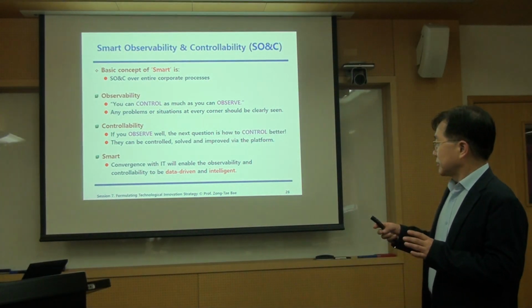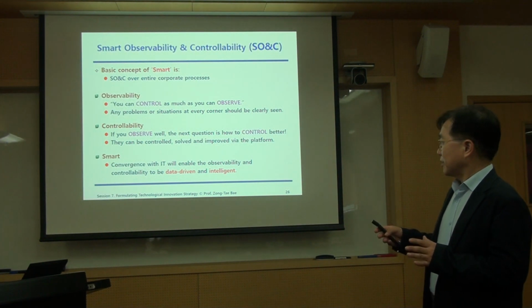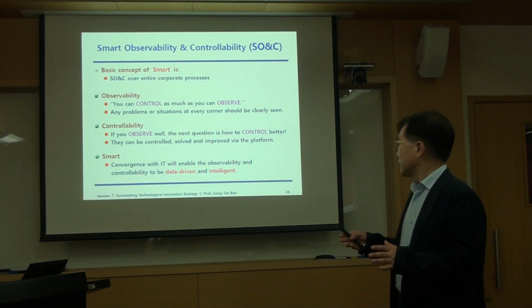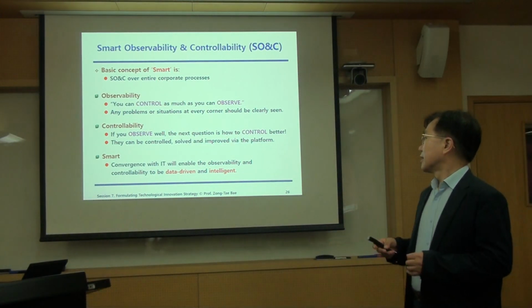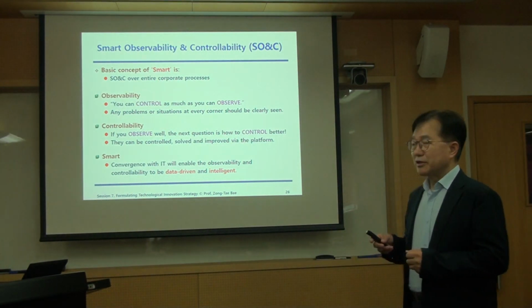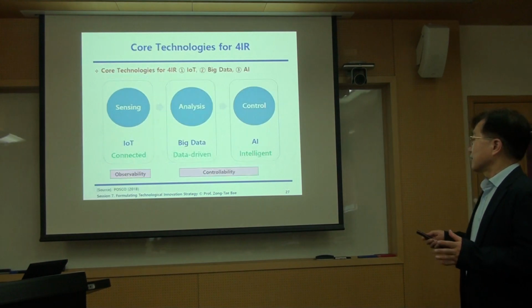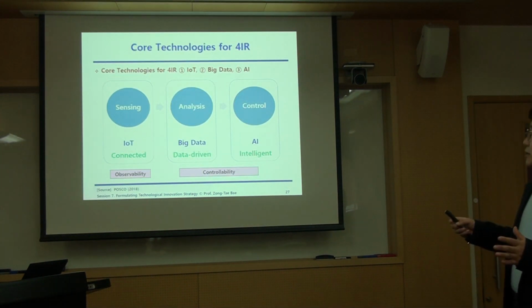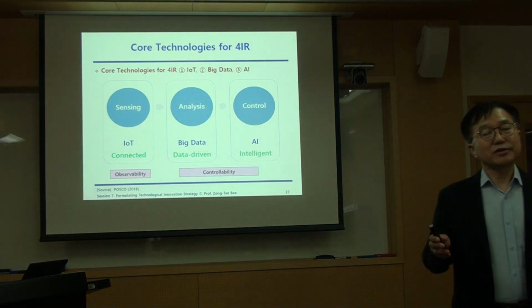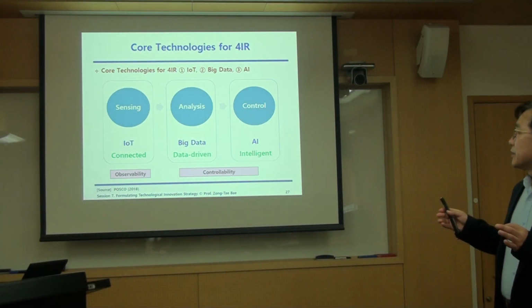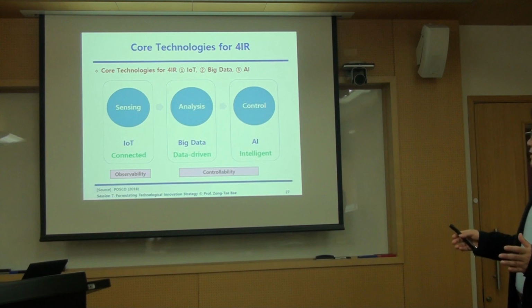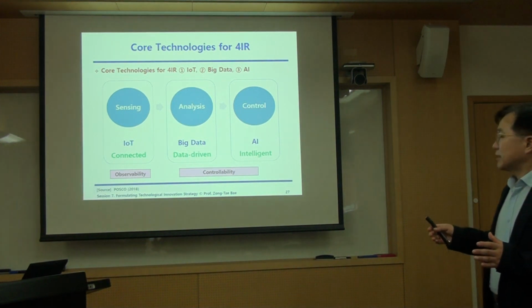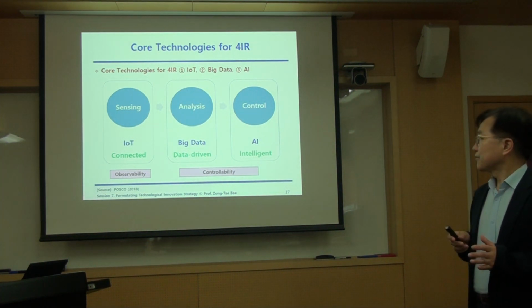Okay? So smart is linked with the convergence with IT, and that will enable observability and controllability to be data-driven and intelligent. So in summary, we can say that the core technologies for the 4th industrial revolution will be IoT, Internet of Things, big data, and AI. Among them, AI is the most important.